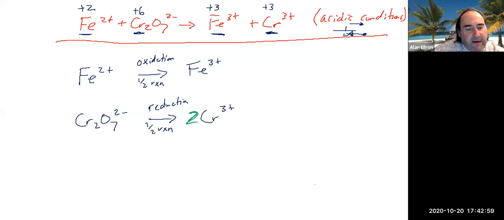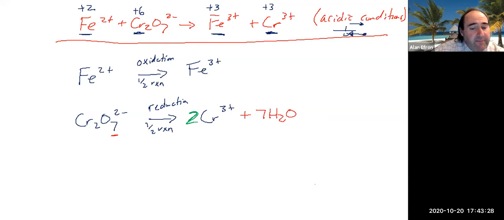Now, once you balance all the other elements besides oxygen and hydrogen, you want to balance the oxygen. We balance the oxygen by adding water. In the first half reaction with the iron, there's no oxygen, so we don't have to worry about it. In the second half reaction, there are 7 oxygens on the left and none on the right. So to balance those 7 oxygens, we're going to put 7 waters there.